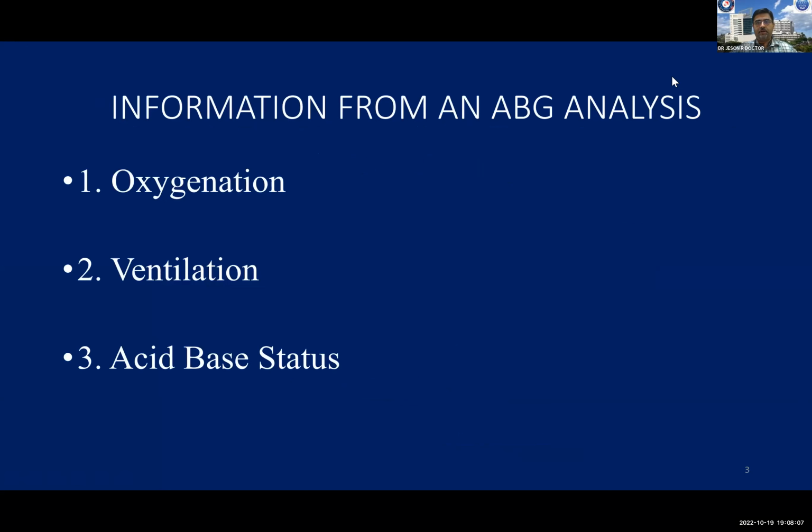When we come to arterial blood gas analysis, the three important aspects which an arterial blood gas tells you are the oxygenation, the ventilation, and the acid-base status. So I'll take you through each of these one by one.